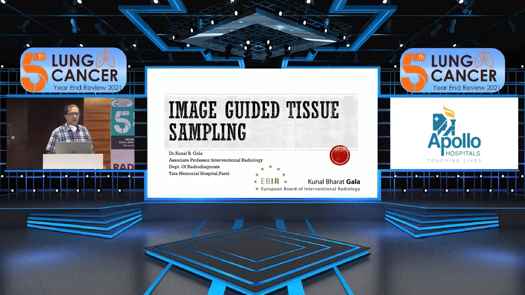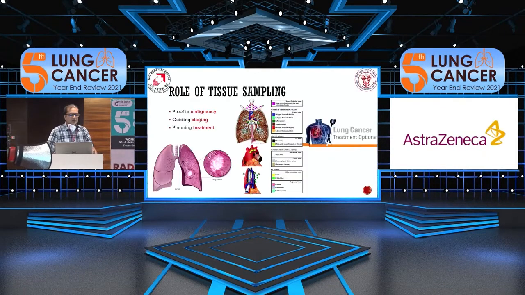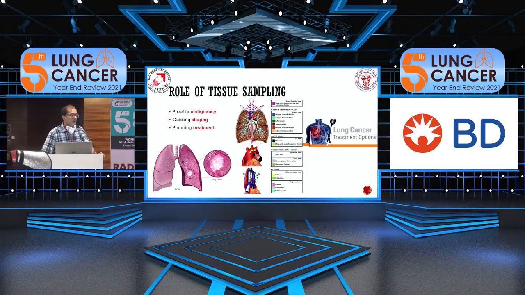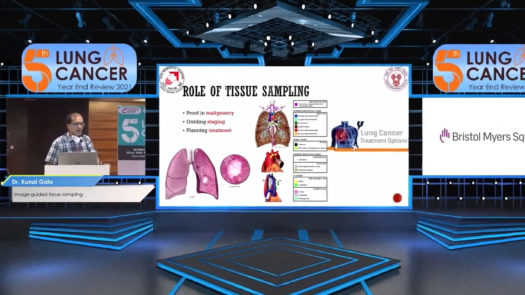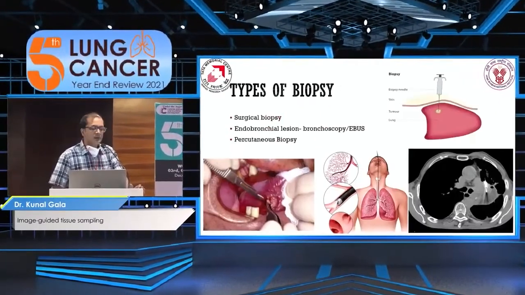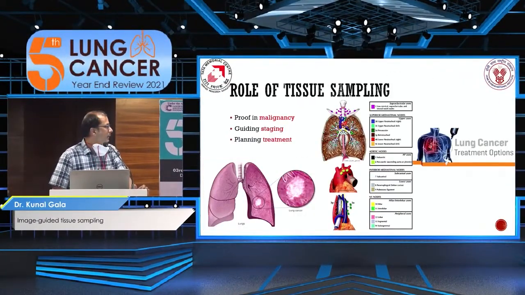So today's topic would be image-guided tissue sampling. So, role of tissue sampling, why is it required? To prove the malignancy, one. Second, for guiding staging. And third is to plan the treatment.